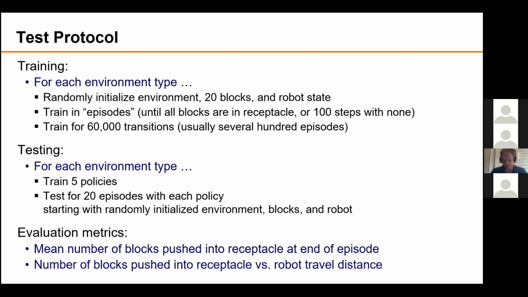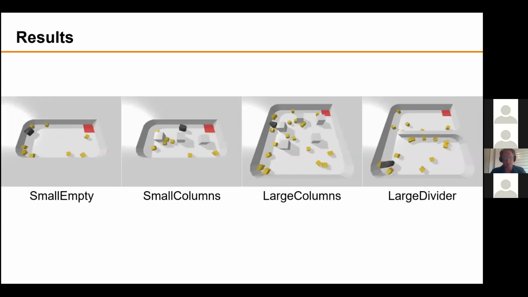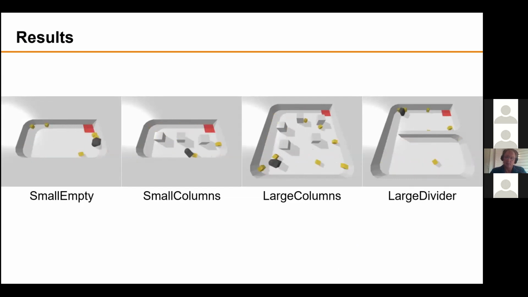And the kinds of metrics we're going to use for success are the number of blocks that the agent is able to push into the receptacle at the end of each episode, or as a function of distance, and then also the sampling efficiency of the training. So here are some examples of agents after they've been trained in these different environments using the spatial action map. This is the kind of behavior that you should expect. Again, all it can do is move around. It has to learn on its own to go around the yellow blocks and push them back to the receptacle. No one told it to do that.